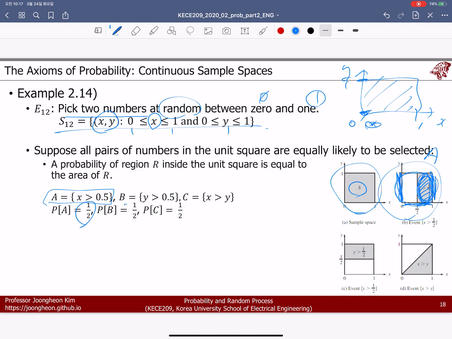Okay. In case B, y should be larger than 0.5. It means that we have no restriction in terms of x, but y should be larger than 0.5, 1 over 2. That's why this is our interest. And then we can say that half of the sample space is of our interest. That's why this is 1 over 2 as well. In C, x is larger than y. That's why this is our interest. In this case, you can obviously see that this is half of the given sample space. That's why the probability is also 1 over 2.